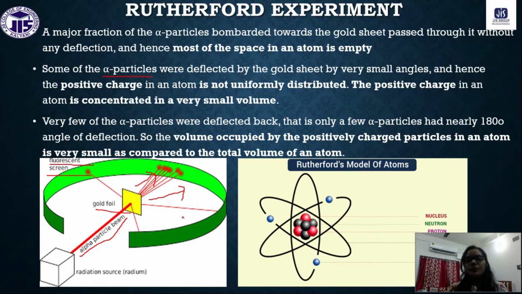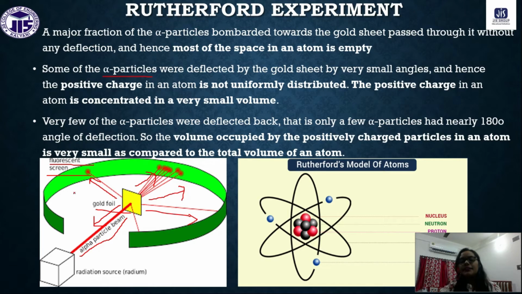The second observation is that very few alpha particles are deflected. And one or two alpha particles reflect back 180 degrees, right? So these are some of the observations that we can get from the Rutherford experiment.